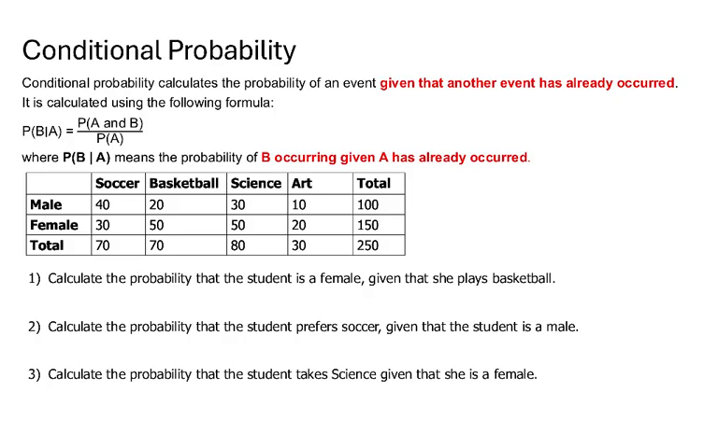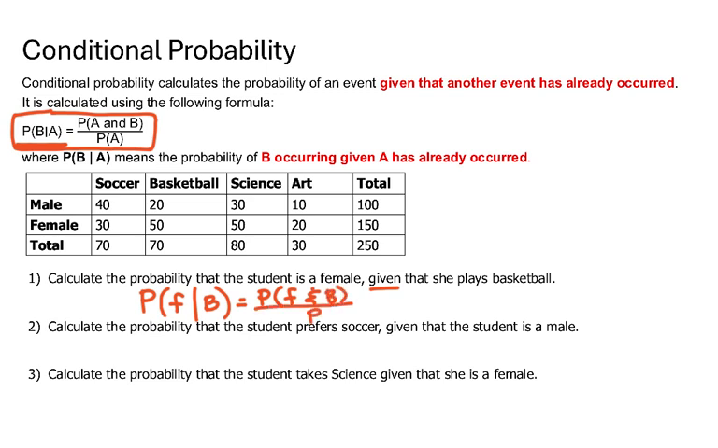Okay, conditional probability. We just talked about it on the last slide, but we'll talk about it a little bit more. So you read this as saying the probability that B happens given that A has already happened. And it gives you a formula for that. Let's see how it plays out. Calculate the probability that the student is a female given that she plays basketball. So it's the probability she's a female, but we already know she plays basketball. According to the formula, that is the probability that she is both female and plays basketball divided by the probability that she plays basketball.